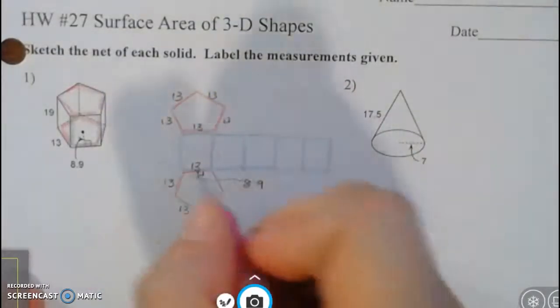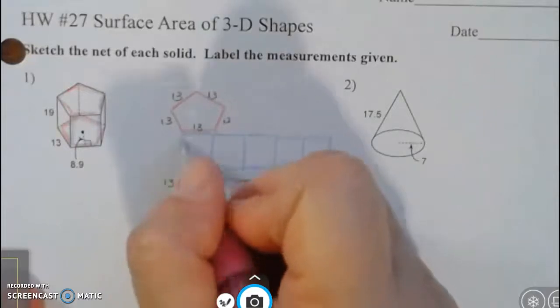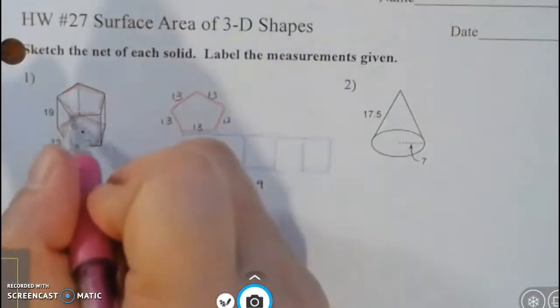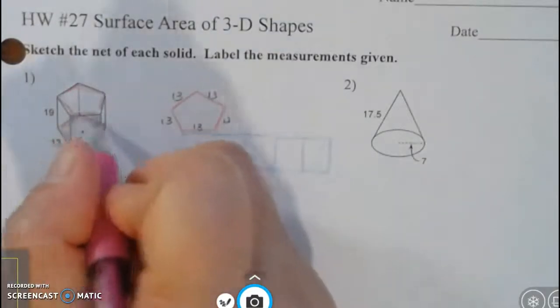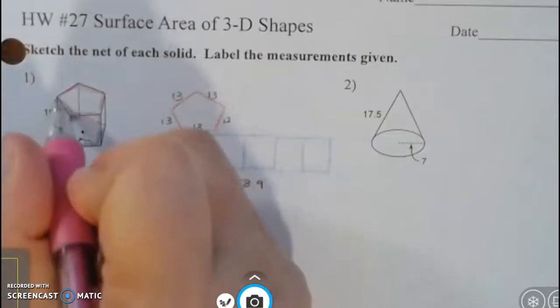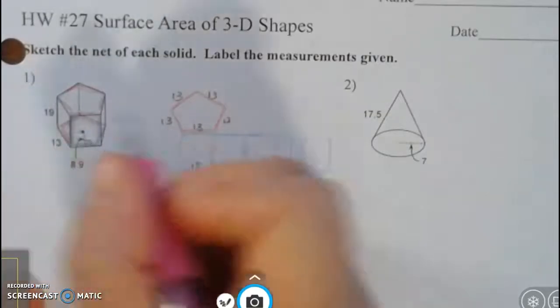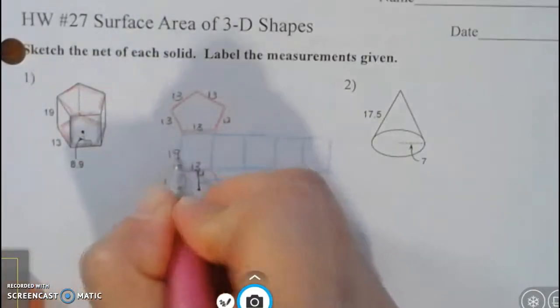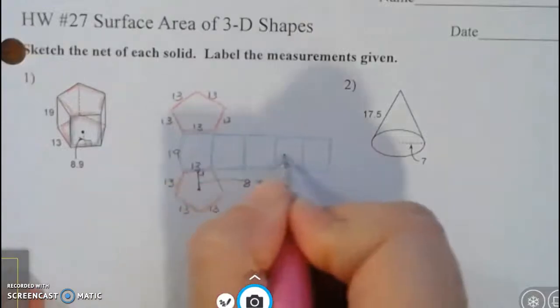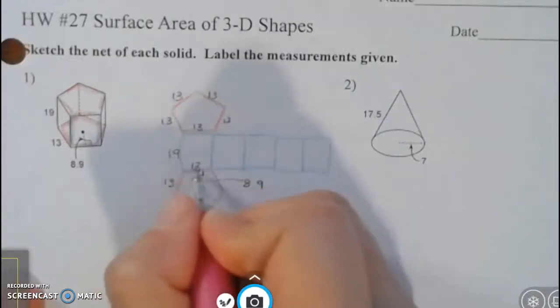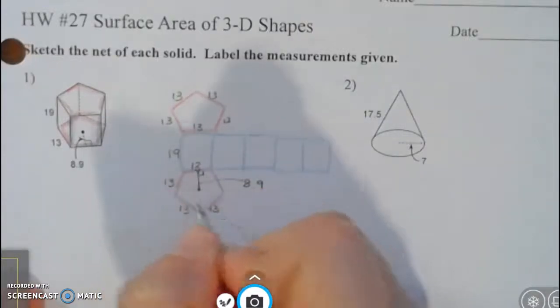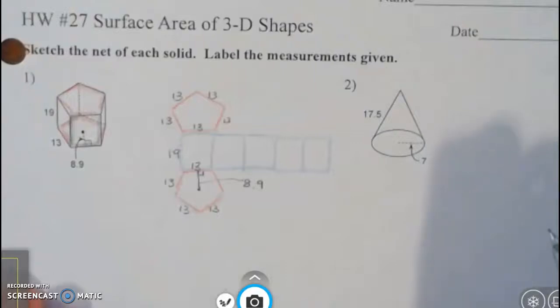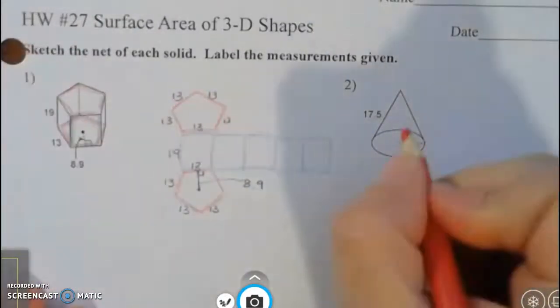Okay, and what about this length? It is the height of this rectangle, which is the same as this length, is the same as this length. So that's going to be 19. So we have 5 rectangles that are 19 by 13, and then we have this pentagon. That's my net.